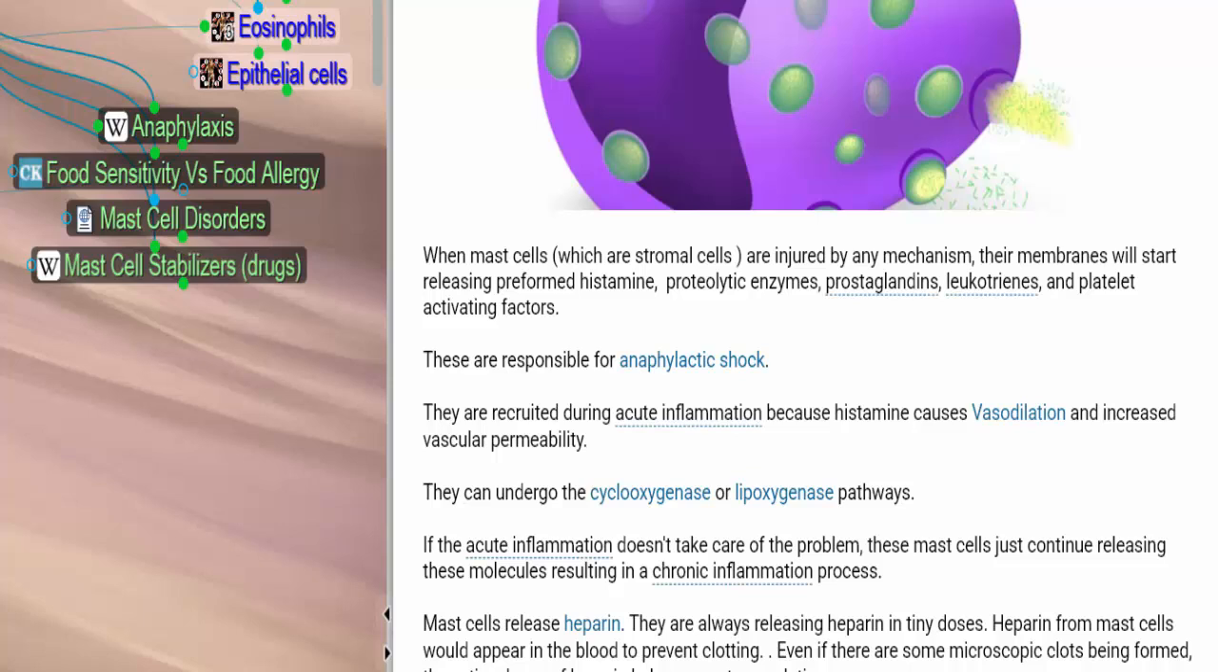releasing heparin in tiny doses. Heparin from mast cells appears in the blood to prevent clotting. Even if there's some microscopic clots being formed, these tiny doses of heparin help prevent coagulation.